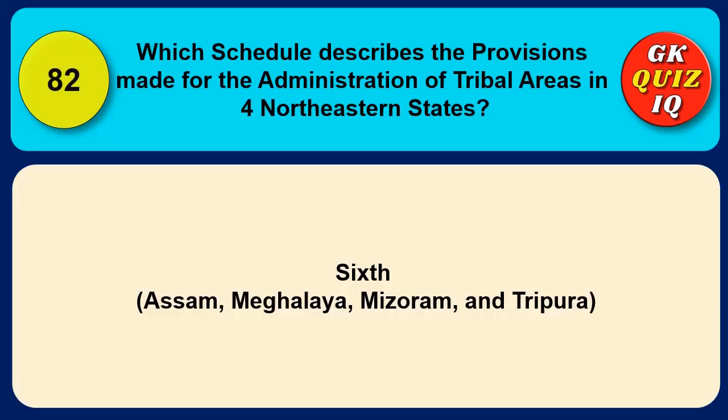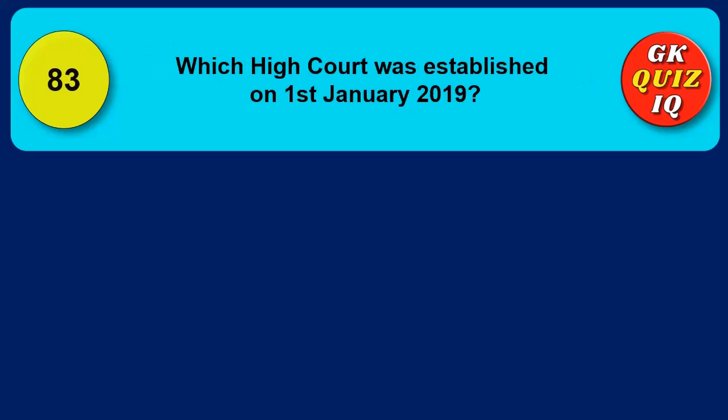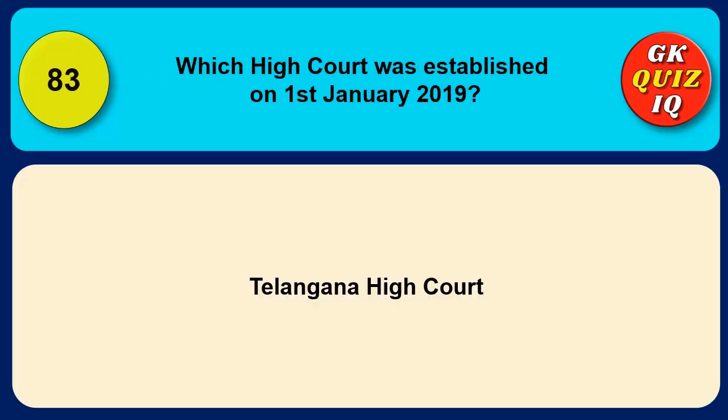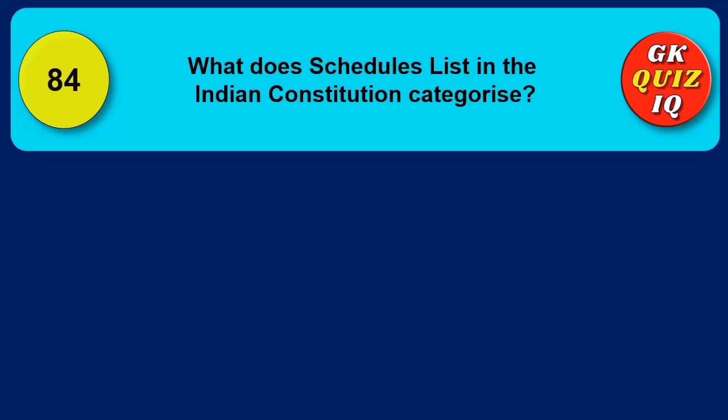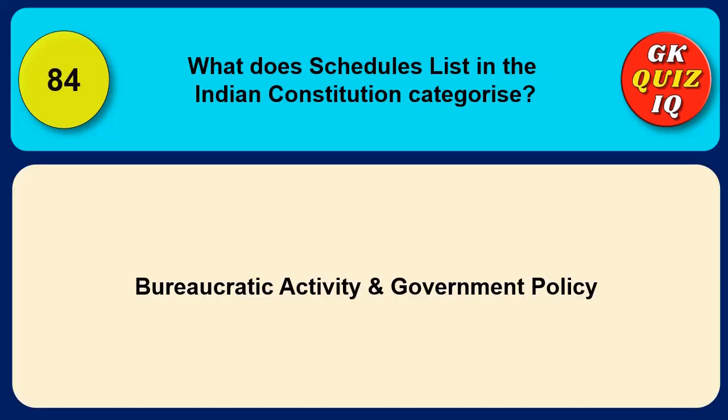Which schedule describes the provisions made for the administration of tribal areas in the 4 northeastern states? The 6th schedule. Which High Court was established on 1st January 2019? Telangana High Court. What does schedules list in the Indian Constitution categorize? Bureaucratic activity and government policy.